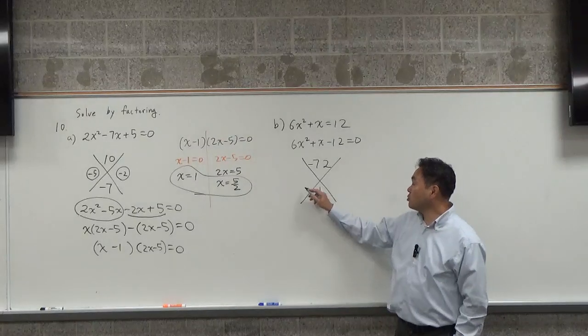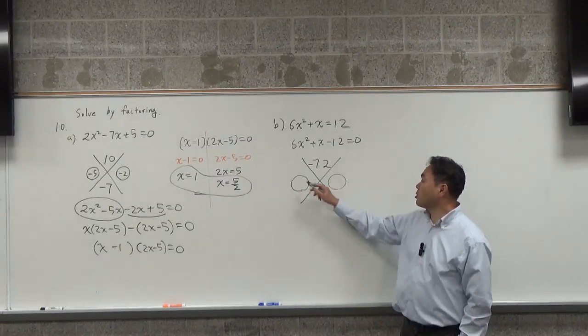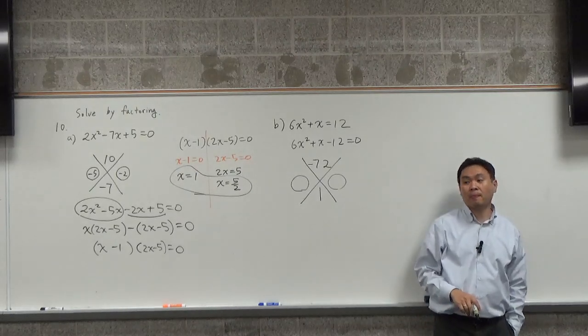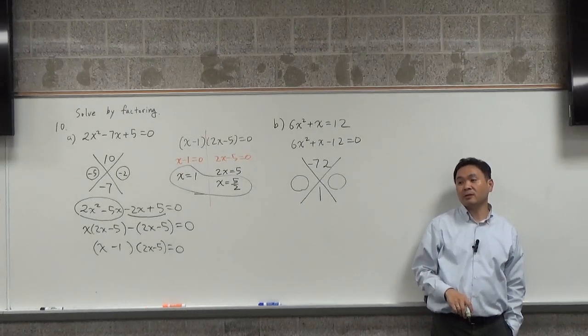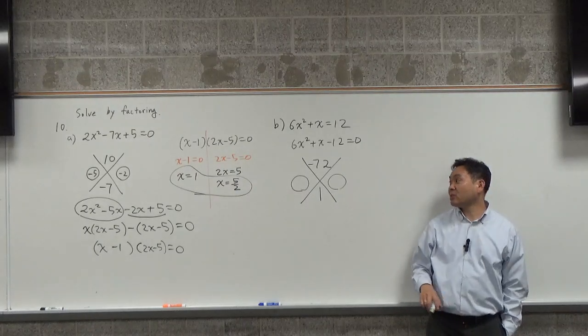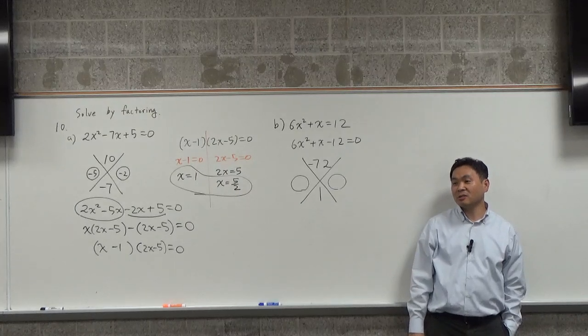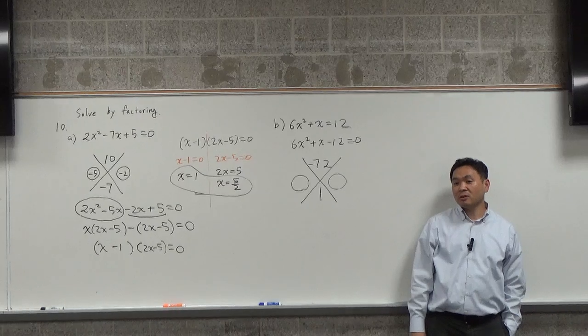Now you have the X chart. Now you want to know two numbers that multiply to negative 72 and add to 1. What are those two numbers? Yes? No, if you add 72 and negative 1, you don't get 1. Yeah. 9 and 8, right? Yeah.